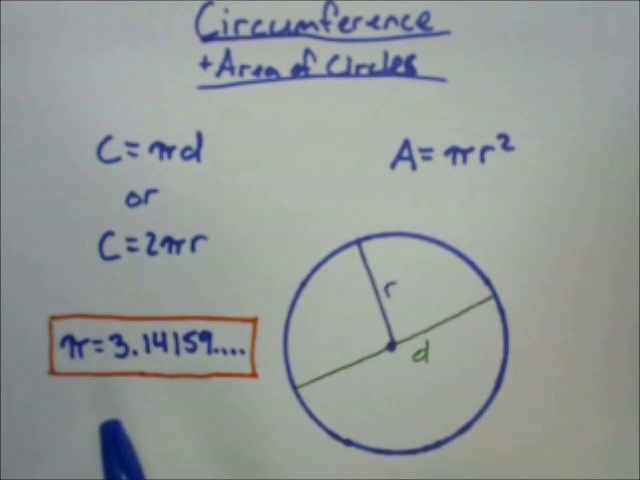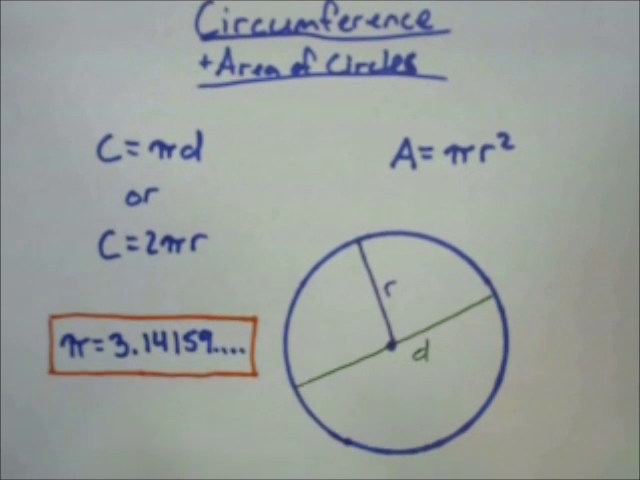Pi is this number here, 3.14159, and then goes on and on and on forever. It's actually in a class of numbers called irrational numbers, and that means they go on forever and don't repeat. Really quite interesting, but we're not going to talk about that too in depth today.